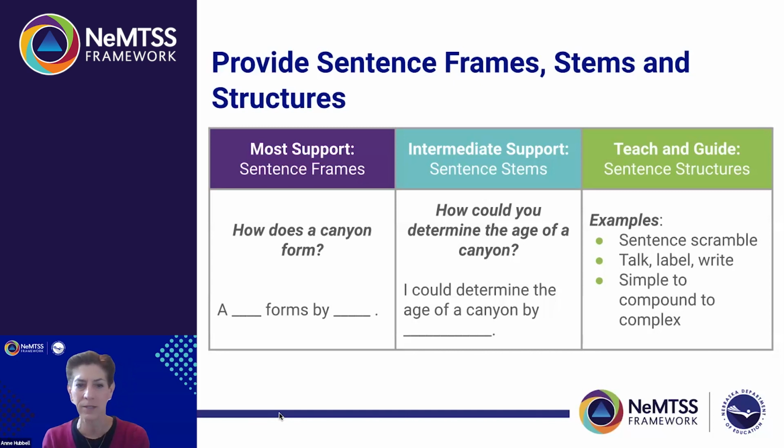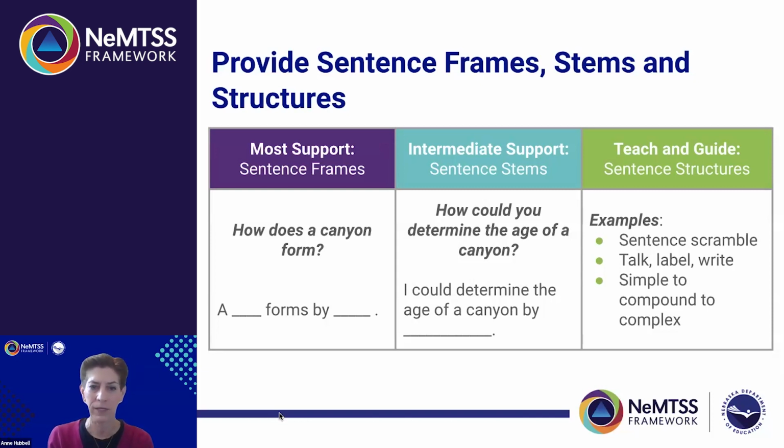Here are 3 tasks to help teach sentence structures. Task 1 is a sentence scramble. Cards with words or phrases can be scrambled so that students have to put them together to create a sentence. This can be as simple as a subject on one card, maybe canyon, and a predicate on the other, forms by erosion. These can become more sophisticated as students gain more English.